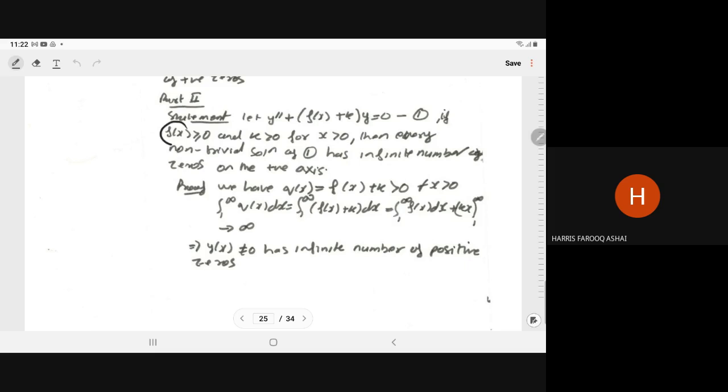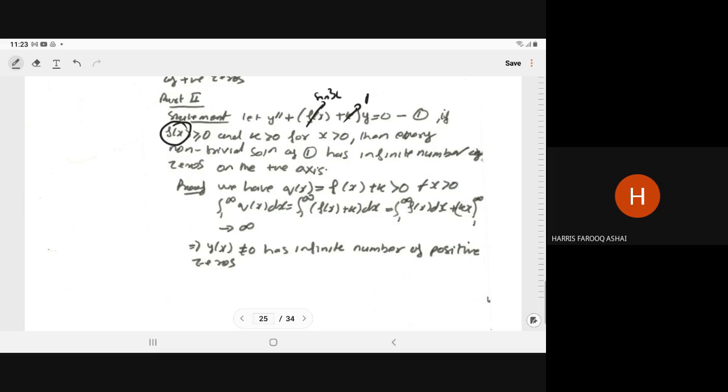So in place of f(x), in our question we have sin²x. In place of k, we have 1. So f(x) ≥ 0 and k > 0 for x > 0, then every non-trivial solution of the first has an infinite number of zeros on the positive x-axis. So we have q(x) equal to f(x) + k. It is given that f(x) and k are both positive, so f(x) + k will be positive for all x > 0.